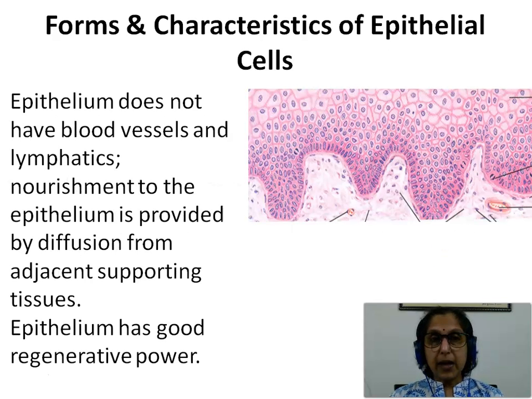Epithelium does not have blood vessels and lymphatics. Nourishment to the epithelium is provided by diffusion from adjacent supporting tissue. And epithelium has a very good regenerative power.